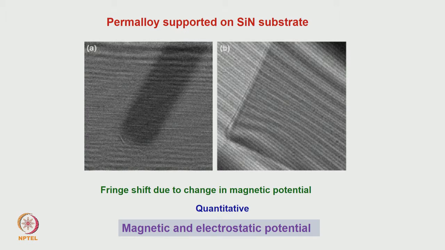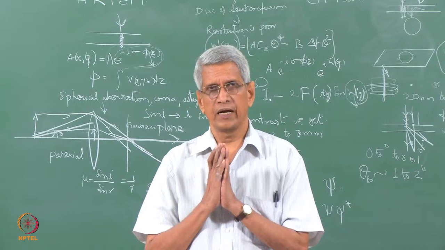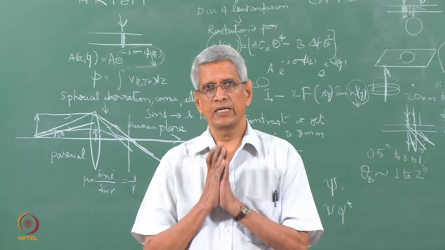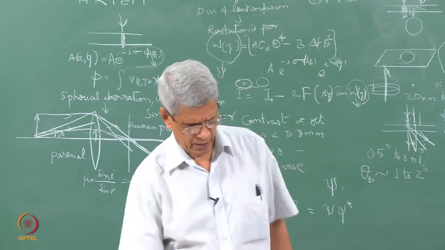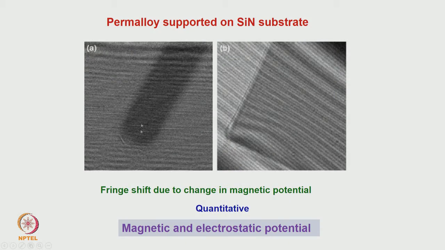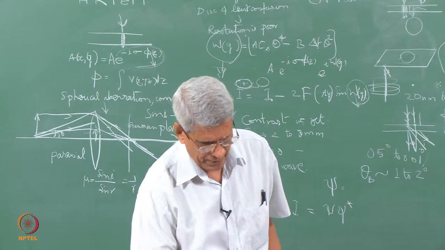This sort of phase difference which we talk about, in the case of a sample, could be introduced by either the variation in electrostatic potential, or in the magnetic potential. Not only that, this contrast which we are getting, or the variation in intensity, could be quantified, and that could be related to the magnitude of the electrostatic or the magnetic potential.